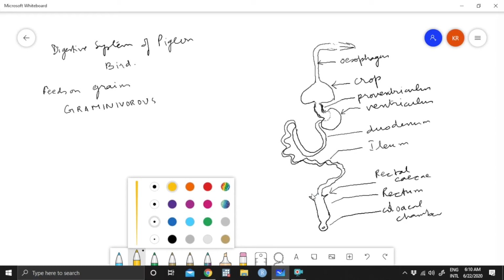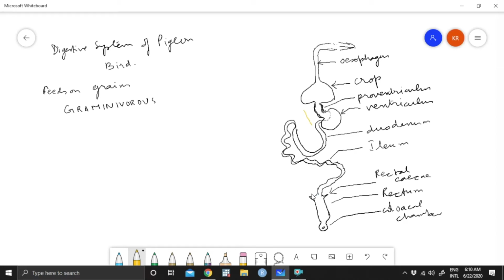In this duodenum now, it will receive bile duct. There is one bile duct here and another bile duct over here. So it will receive two bile ducts. In human beings we have only one bile duct. In pigeon there are two bile ducts.